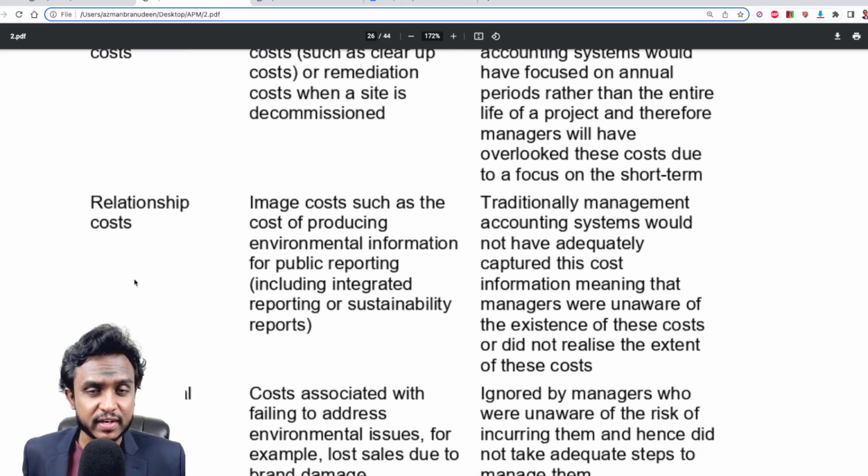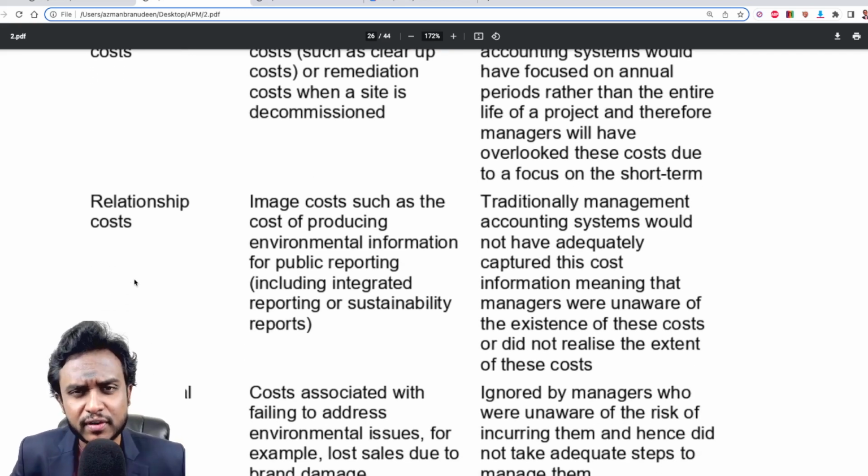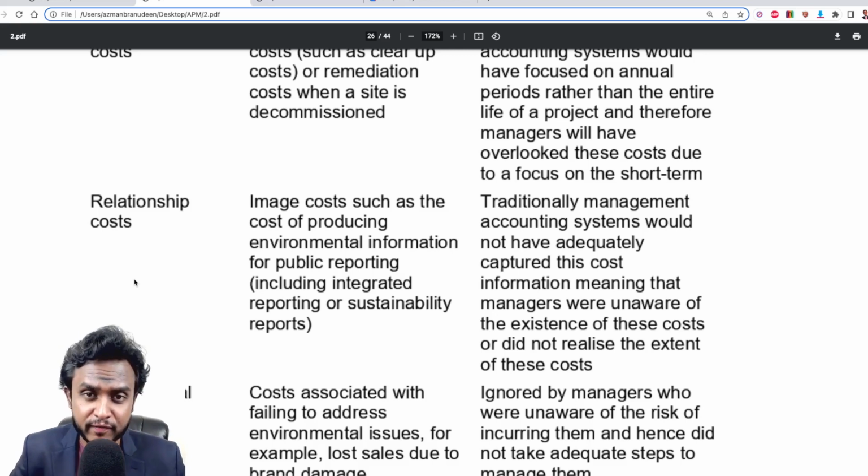Relationship costs are related to the maintenance of your image, and in terms of dissemination of information, ensuring that the stakeholders who are related to your business, especially in the context of environmental management, the environmental groups, the government, certain environment related ministries, health ministry, whatever, right?